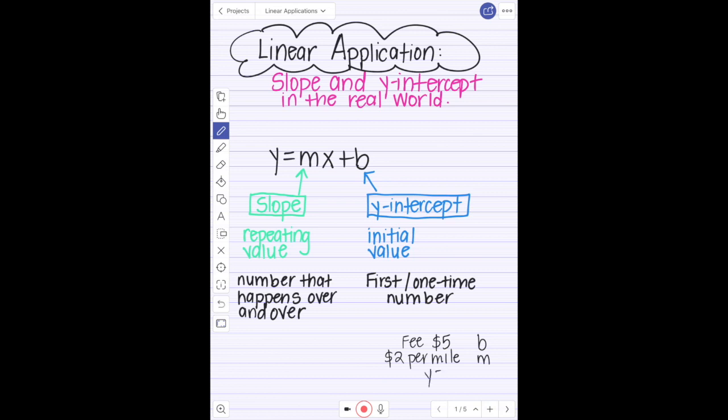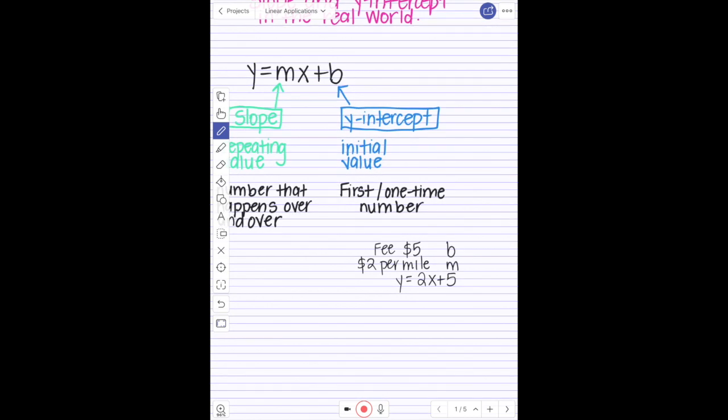So if I were to write this equation, I would say y equals 2x plus 5. I paid $5 up front, and I'm paying $2 per mile, where x would represent the miles, and the y is going to represent my total cost. So again, just to make sure we understand, x is going to represent the number of miles, and my y is going to represent my total cost that I will pay in the end.